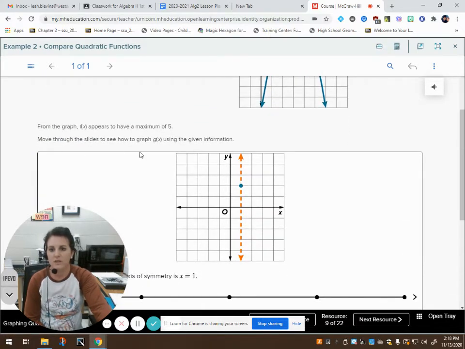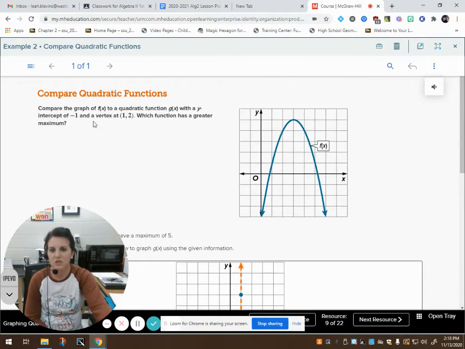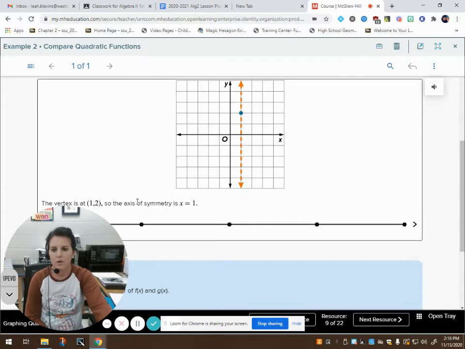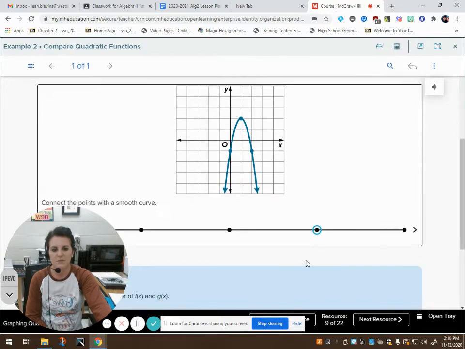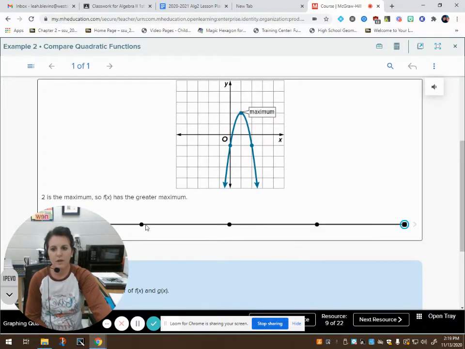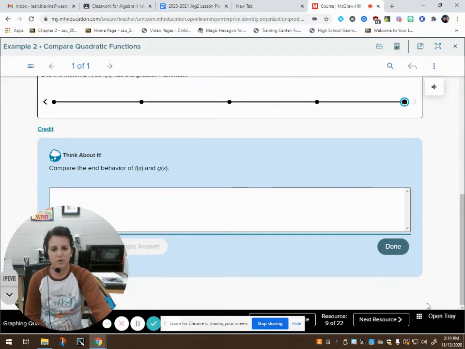We can move through the slides to see how to graph g of x using this given information. The vertex is at (1, 2), so we know the axis of symmetry passes through here. It has a y-intercept of (0, -1), so we also know we can flip that point across to the other side of the axis of symmetry. We draw in our line, and again, we can tell that this one has a higher maximum. It has a maximum of 5. This one only has a maximum value of 2. So f of x has the greater maximum value.